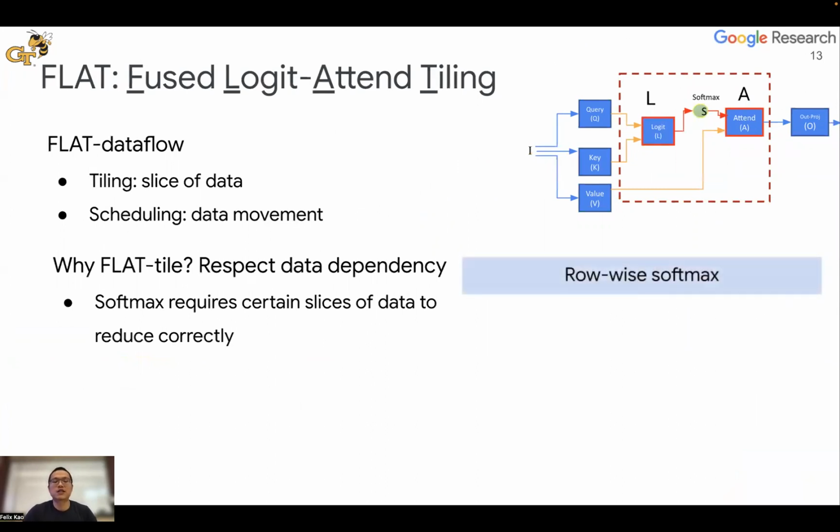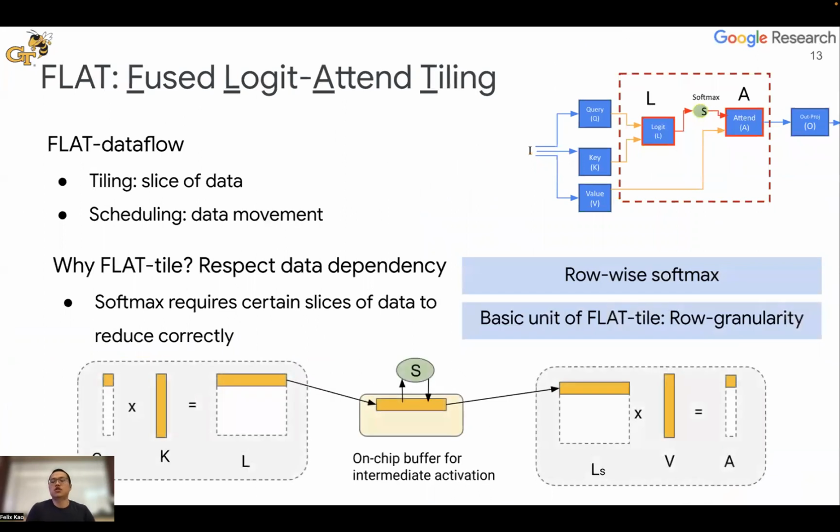So why is this FLAT tile important? Because it respects the data dependency. What I mean is that in larger 10, there's a softmax operation, and softmax is a row-wise softmax. So it means that it needs at least a row of data to compute the softmax correctly. By this row of data, we can infer the least number of data we need from larger that can generate a meaningful output. So this is the row granularity, the basic unit of the FLAT tile.